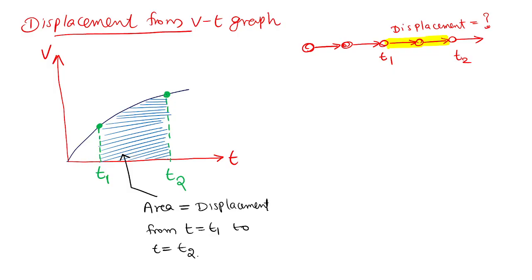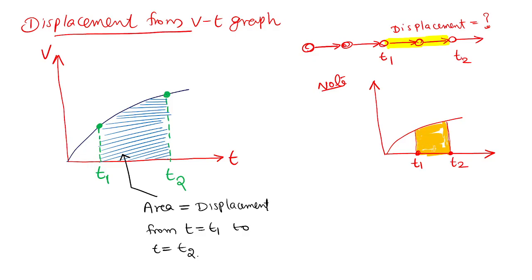And when you find the area, remember, sometimes the region may be below the x-axis. I will show you. Let me write it as a note. Let me write one example. Listen carefully. Suppose a body is moving like this. This is T1 and this is T2. What is the displacement? Displacement is the area under this graph.